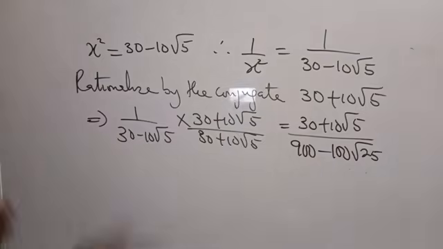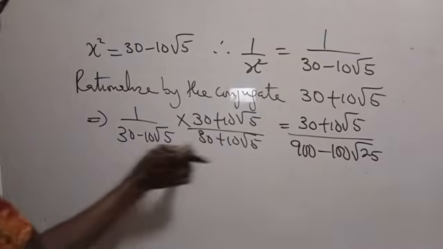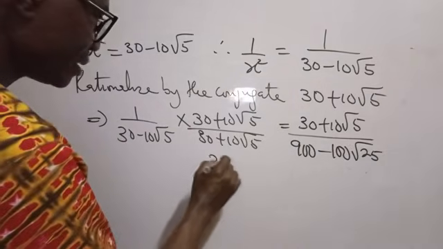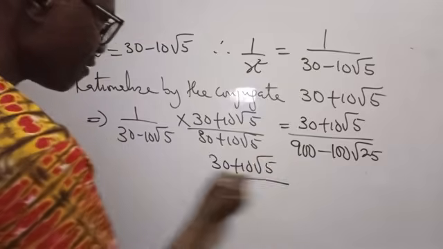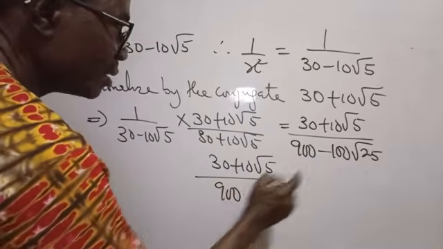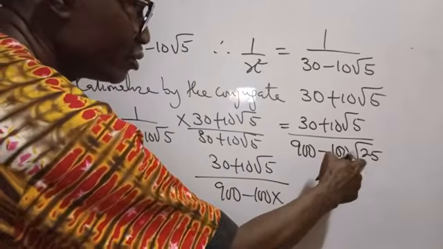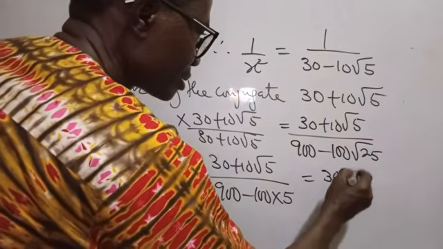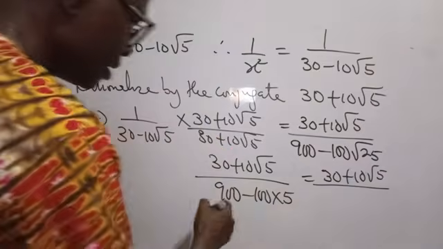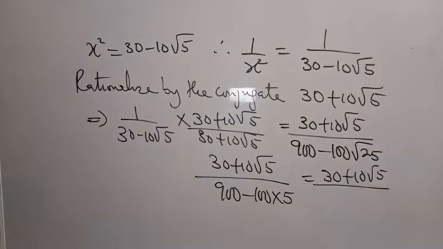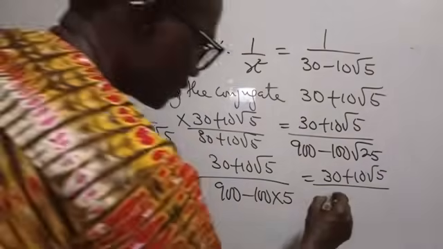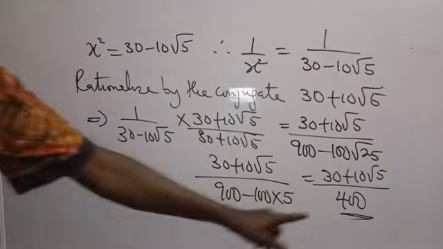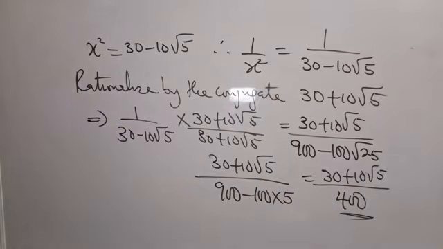So you don't need to expand all the thing. Just multiply this side by this side and the other one by the other one. That will give us 30 plus 10 root 5 all over 900 minus 100 times root 25, because the root of 25 is 5. So that's 30 plus 10 root 5 all over 900 minus 100 times 5, that's 500. That will give us 400. So now 1 over x squared has given us 30 plus 10 root 5 all over 400.